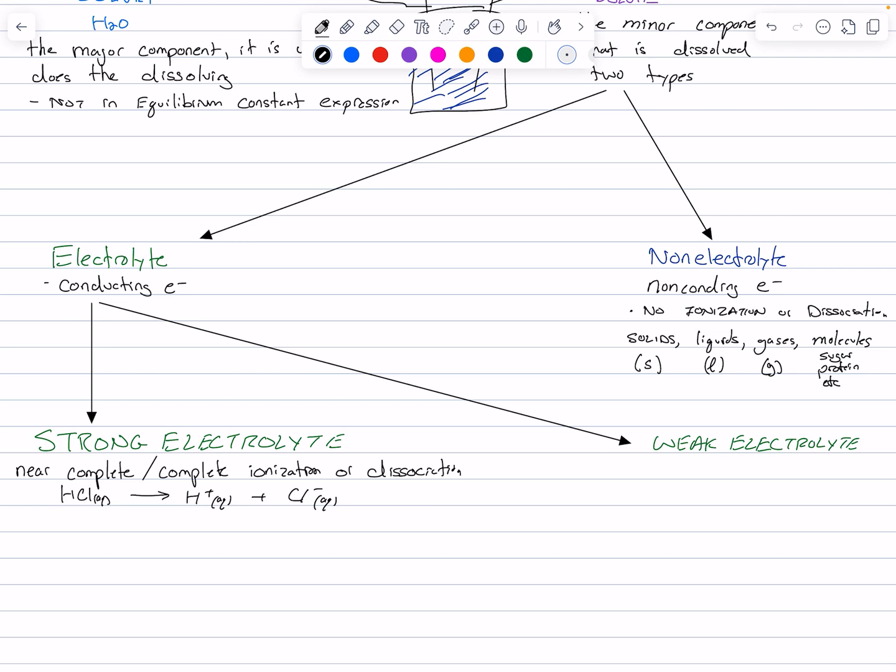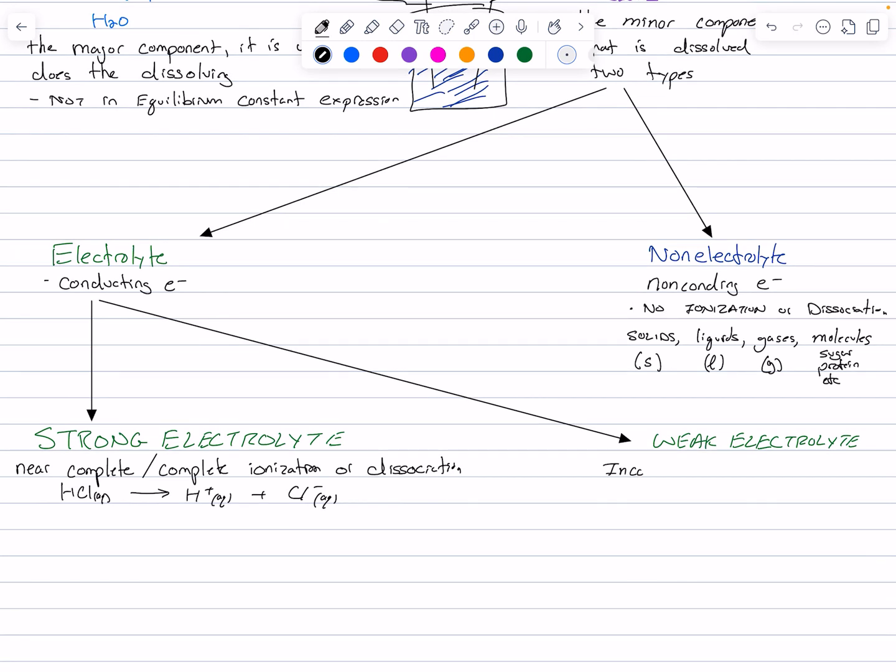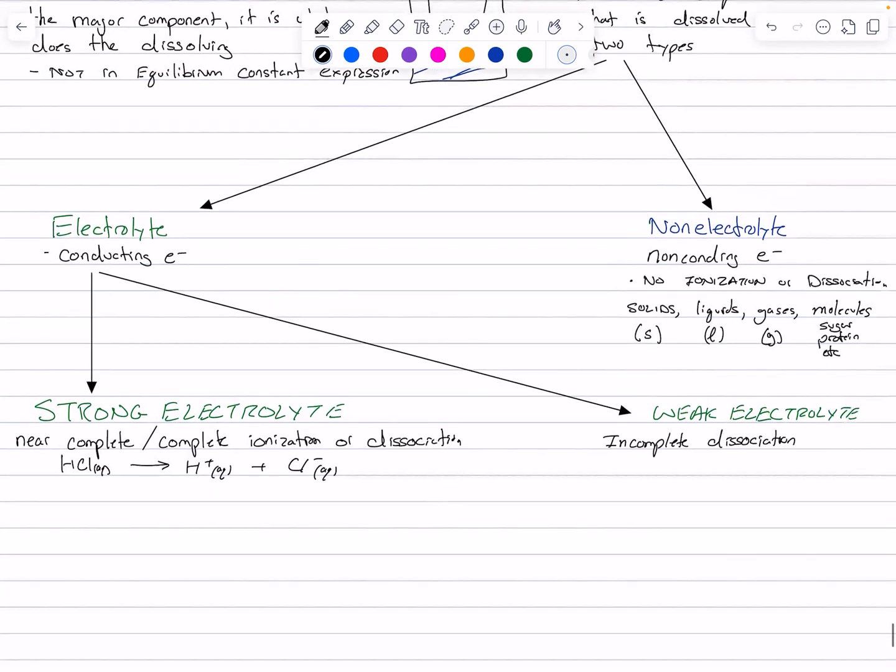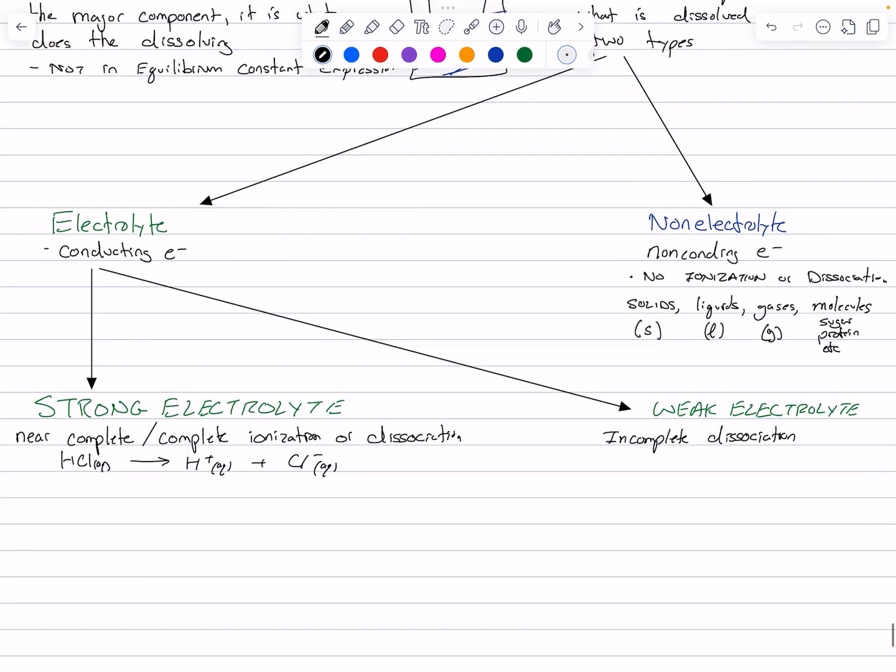And of course, weak electrolytes have incomplete ionization or dissociation. One thing we learned: for strong electrolytes, K is large, usually much, much greater than 1. And for weak electrolytes, K is small, usually much, much less than 1.